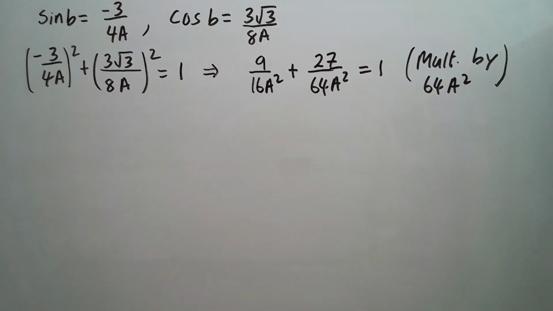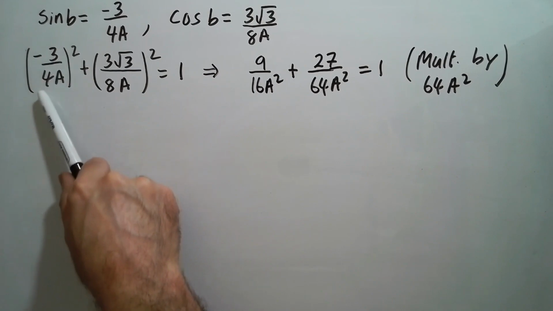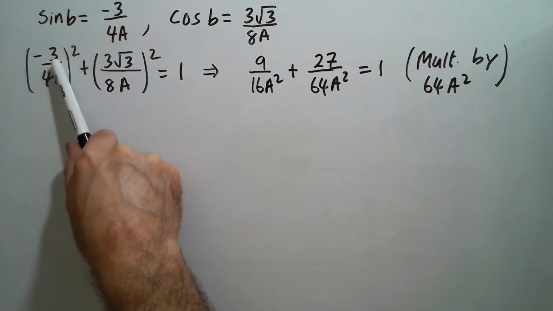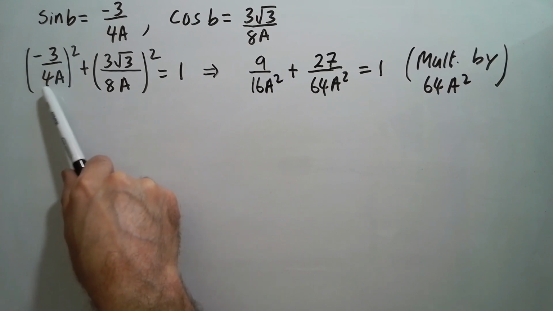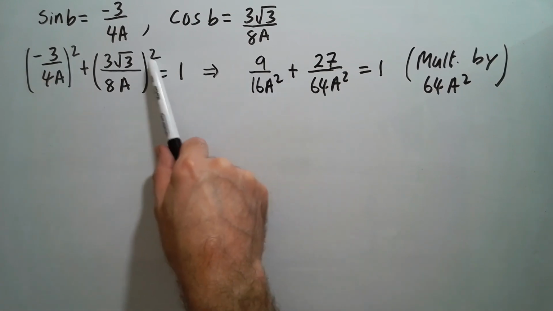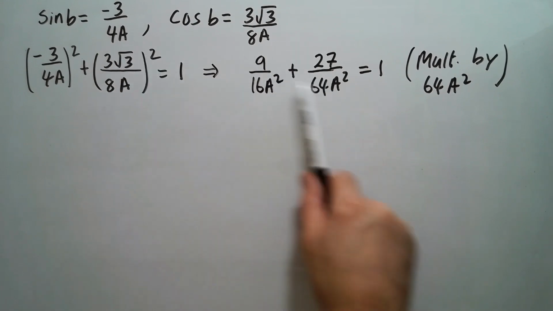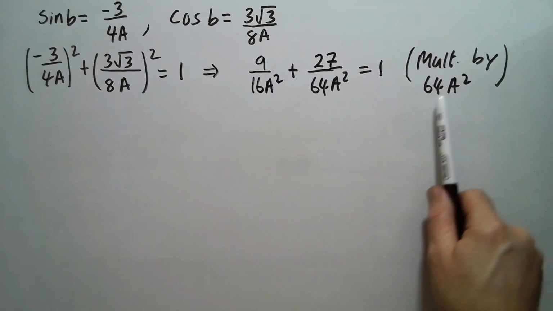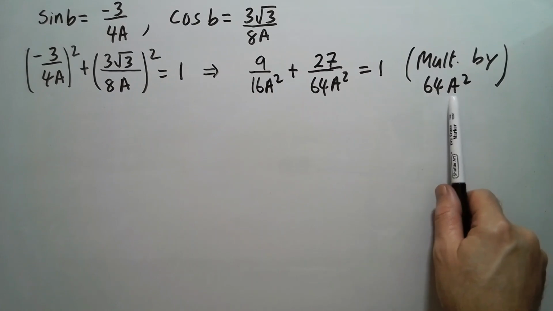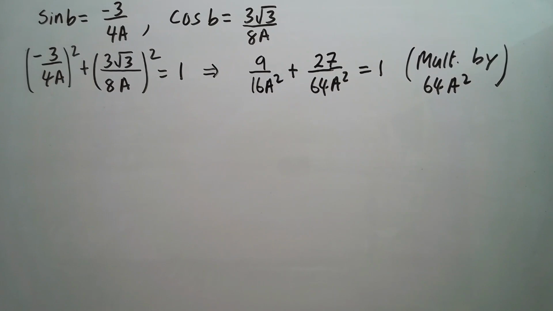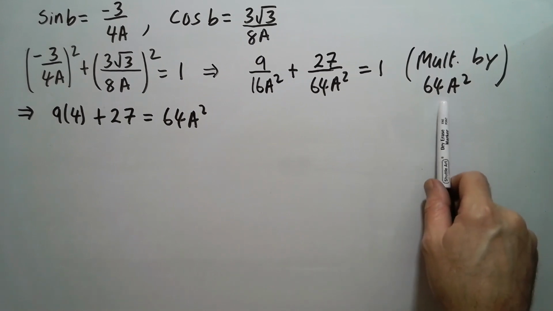Okay, so we have negative 3 over 4a squared plus 3 square root of 3 over 8a squared equals 1. Squaring the first guy will be 9 over 16a squared, which I have here. Squaring this, it'll be 3 squared, 9, times 3, 27 over 64a squared, equals 1. Let's multiply both sides by 64a squared, because we want to solve for a. So multiplying both sides by 64a squared.